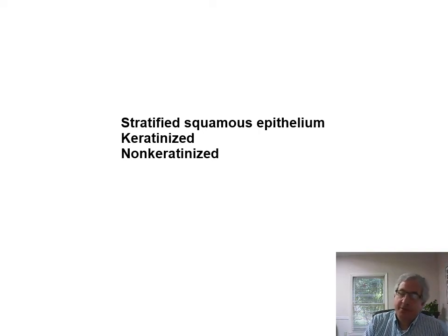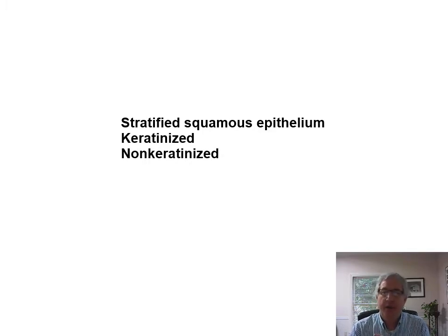Okay, we're going to talk about stratified squamous epithelium next. So we've done simple squamous, simple cuboidal, and simple columnar. Now we're going to talk about stratified squamous, so multiple layers of squamous epithelium. We're talking about stratified epithelium. We're going to talk about squamous, and then I think we've got a couple pictures of cuboidal, maybe a columnar one also.